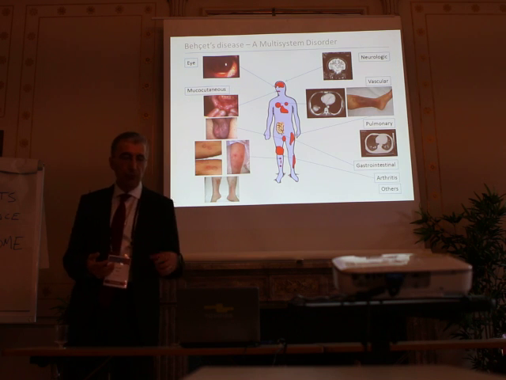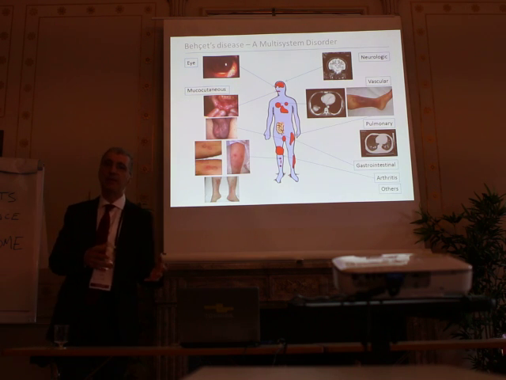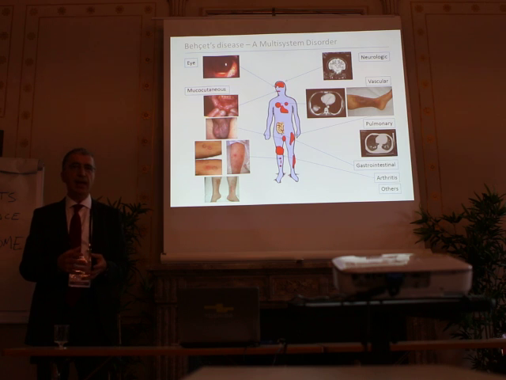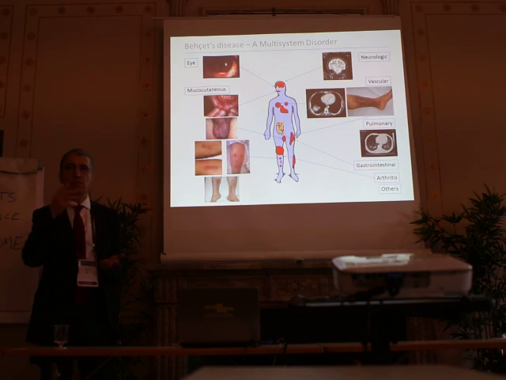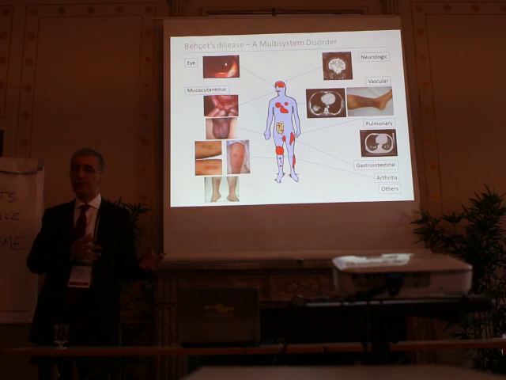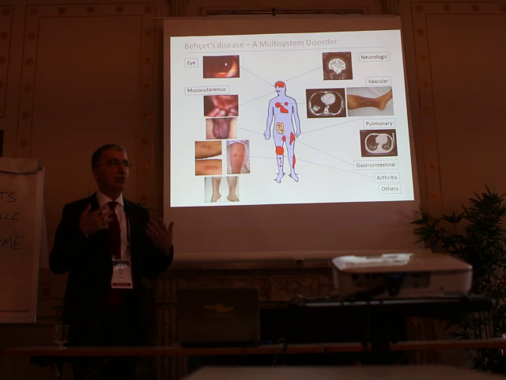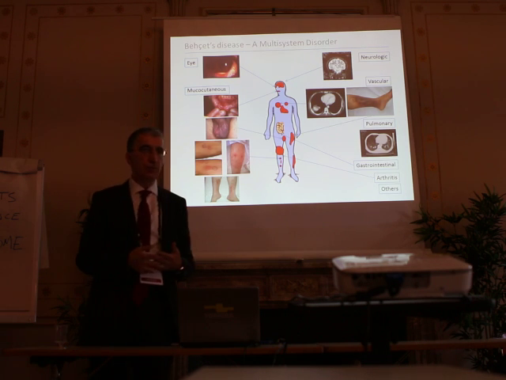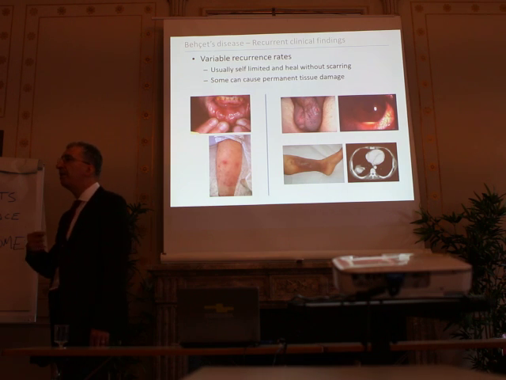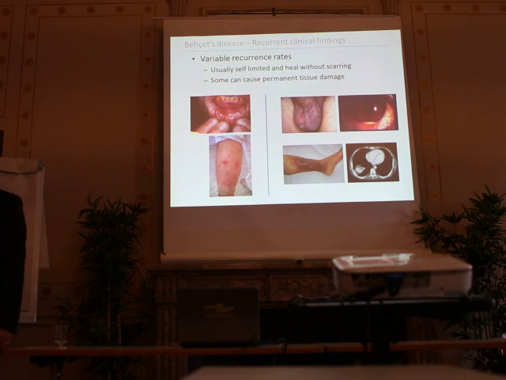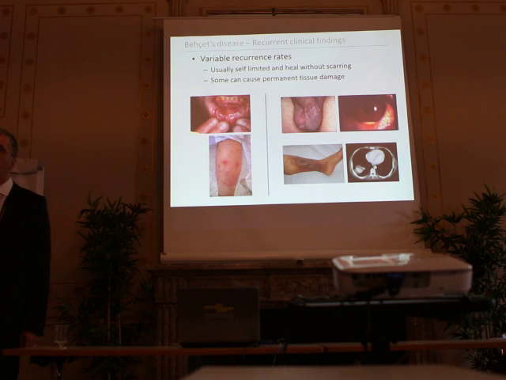But we later noticed that it is actually a multi-system disease, and it may affect eyes, cutaneous tissues, brain, lungs, vessels, both arteries and veins, also intestinal tracts, joints. The main feature of Behçet's disease is its recurrent nature. So most of these multi-system manifestations are recurrent. They happen, heal themselves, and then they recover.